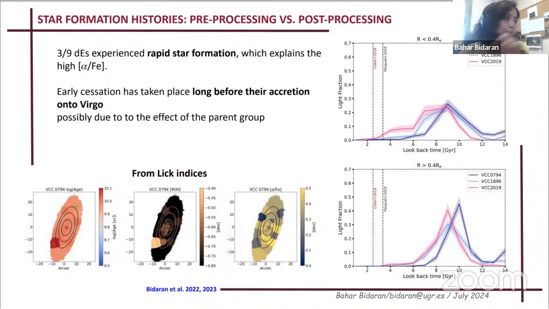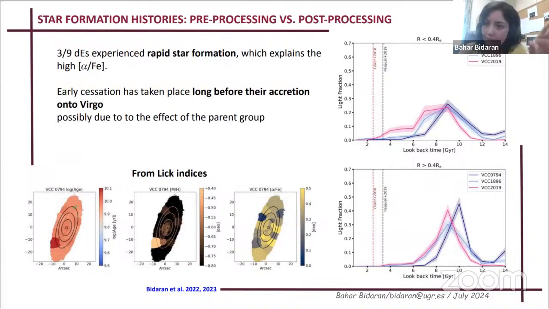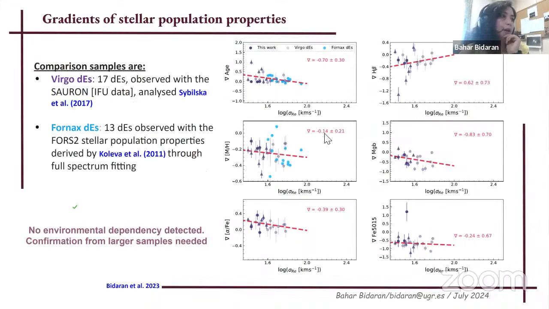Because if you compare these 2 maps, you can see that there is a clear difference. In some of the galaxies, we had this positive age gradient. Some of them had this completely flat age gradient. So can we get some information from there as well? So here I'm comparing our galaxies, this work, denoted with circle data points, with dwarf galaxies from Virgo and Fornax.